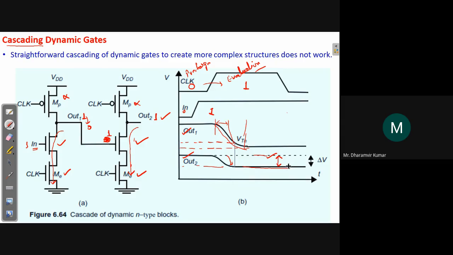Now it may lead to some incorrect output value at output 2, right? And if we have multiple stages connected back to back, if we have 3, 4, 5, 6, many stages connected in cascaded style, then it may lead to even more critical problems. So this is also one issue here, and there are solutions to this also.